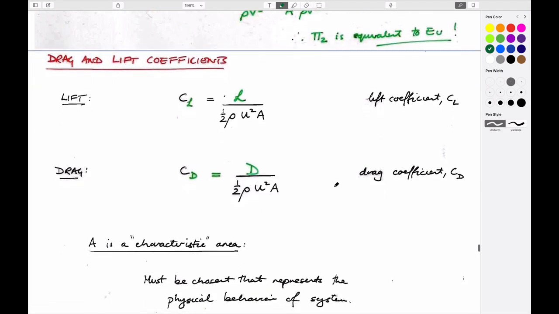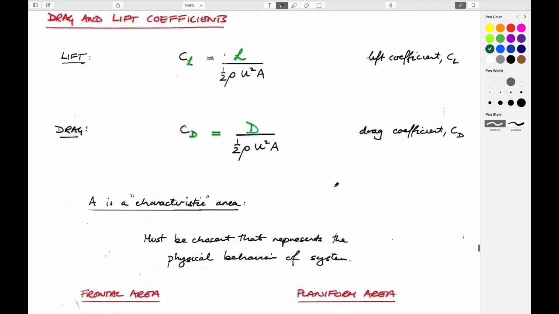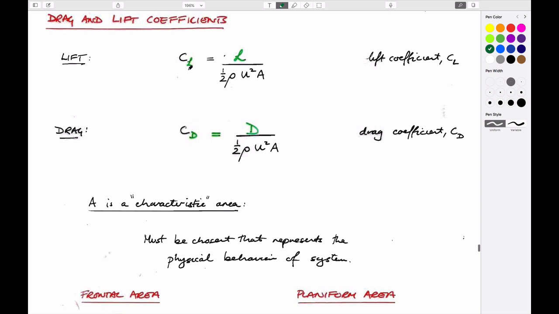Really the issue we're dealing with is figuring out exactly the magnitude of these coefficients of lift or drag. They're related to each other. And in figuring out exactly what the forces are that are applied on the structure, along with an appropriate area, the area has to be appropriate to the system.